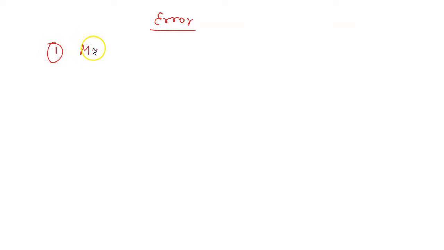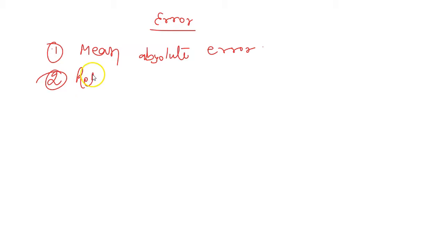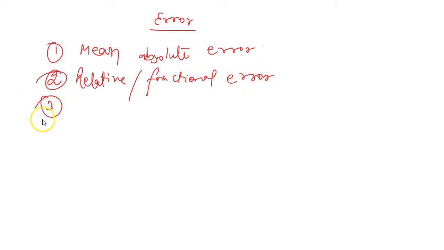One, mean absolute error, right? Mean absolute error. Then comes relative error. We also call this fractional error. And finally percentage error. So let's take an example to understand all these types of errors.